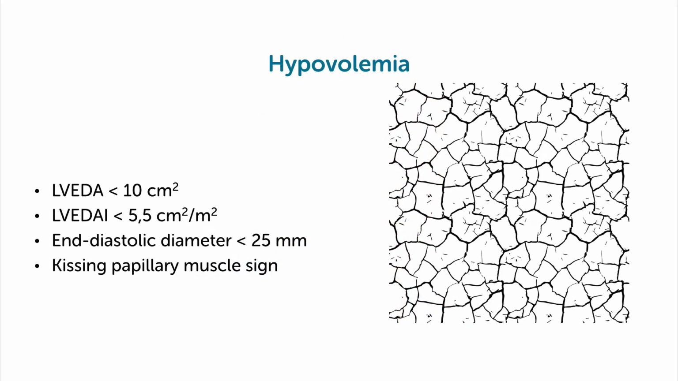We know that a left ventricular end diastolic area less than 10 square centimeter means hypovolemia. At the same time, if we want to index this parameter, we know that values lower than 5.5 square centimeter mean hypovolemia too. There is the possibility to measure the end diastolic diameter of the left ventricle. In this case, a diameter less than 25 millimeter means hypovolemia.